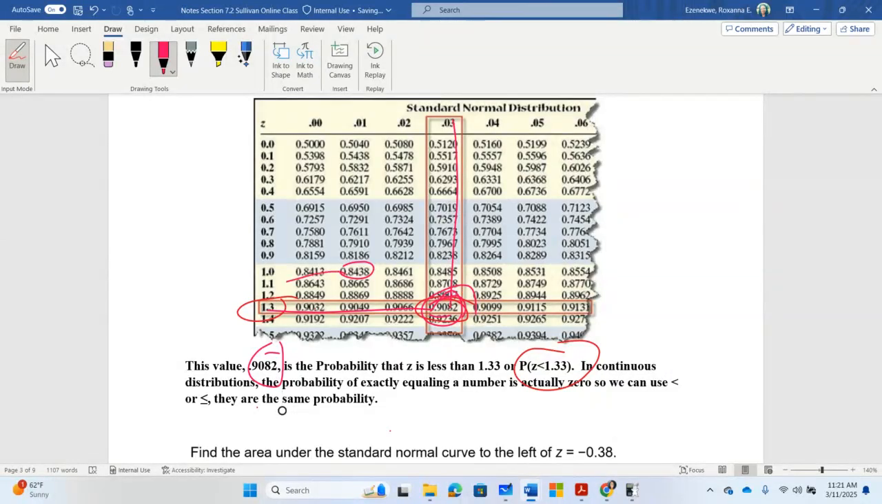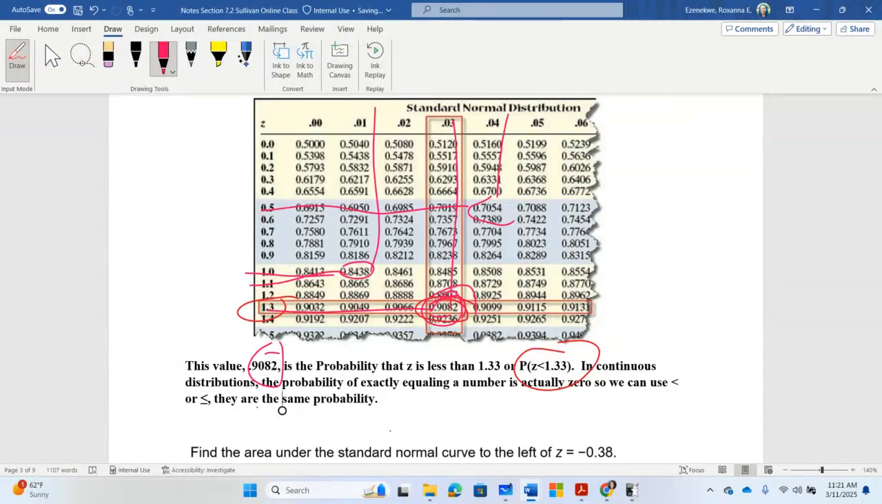If I'm looking for the area 0.8438, I will look to the left, and it is 1.0, and then I'll look up, so it is 1.01. If I'm told to find the z value corresponding to 0.7054, I will first look to the left, it's 0.5, and then if I look up, it is 0.54. That's how I find the z value.